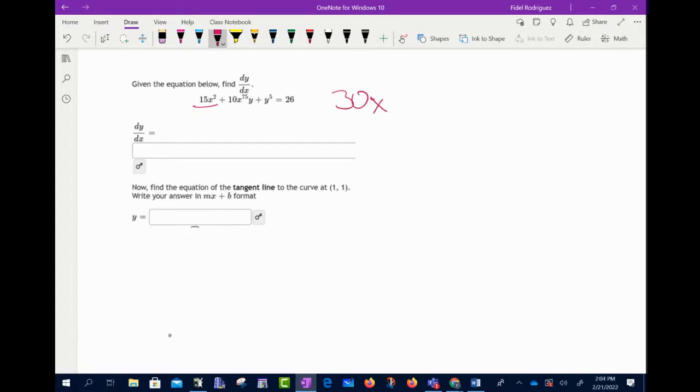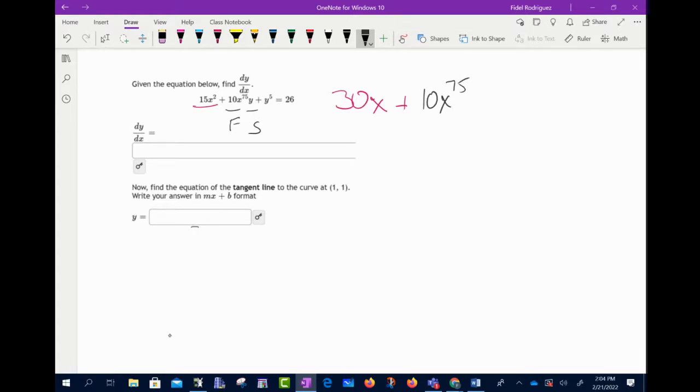30x. Okay. Remember, I'm going to do this in pieces, y'all. I'm going to call this the first. I'm going to call that the second. So when I'm taking the derivative of 10x to the 75th y, we're going to say it's the first function, which is 10x to the 75th, times the derivative of the second.